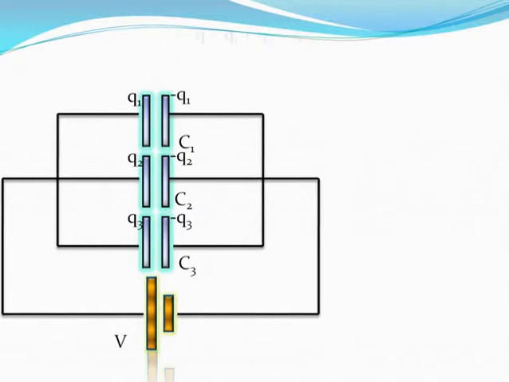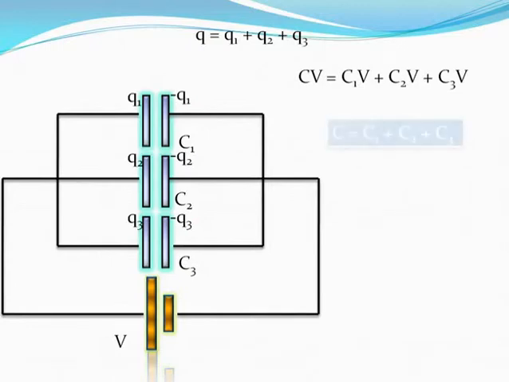So when we say that Q is Q1 plus Q2 plus Q3, we can say that CV is C1V plus C2V plus C3V. CV here represents the net charge transferred by the battery, and C represents the equivalent capacitance that can replace all these three capacitors. As you can see, V cancels off from all these expressions because V is the same for all the capacitors. And that gives us the expression that you must remember.